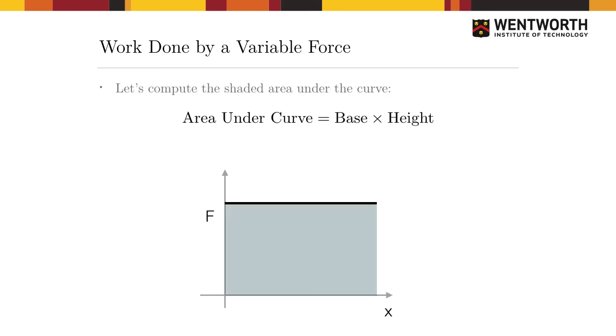If we compute the area under this line, we simply have a rectangle, so it's base times height. The height of the rectangle is the magnitude of the constant force, and the base is the displacement of the object, s. This is exactly our definition of work, a force through a distance. Therefore, the area under the curve of a force versus position graph is work.